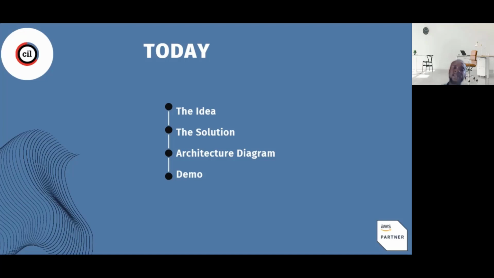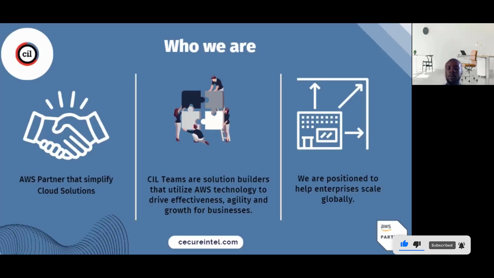But moving on, I would like to tell you about who we are at SEAL. SEAL is Secure Intelligence Limited. At Secure Intelligence Limited, we help bring ideas to life. We build products and solutions from your ideas. We are an AWS partner that simplifies and builds cloud solutions for enterprises at a global scale. We help companies and enterprises adopt cloud solutions to drive agility and growth for their businesses.